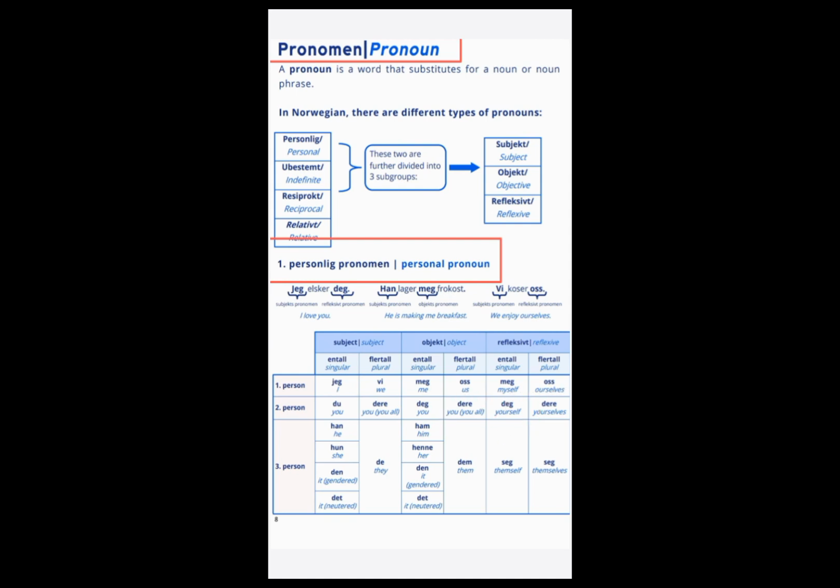This is also the same. For third person, han, hun, den, det. In the Norwegian language, den is used for hankjønn or hunkjønn, and det is used for neuter. We have learned earlier that nouns in Norwegian have genders, and here den is used for gendered nouns. I mean the hankjønn or hunkjønn, but det is used for those nouns that don't have any gender, for neutral nouns. Here in plural form it's de, them in object form, dem, in reflexive form, seg.